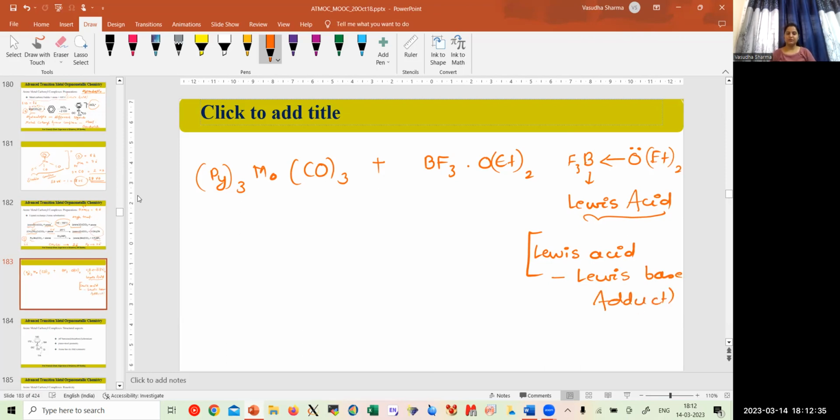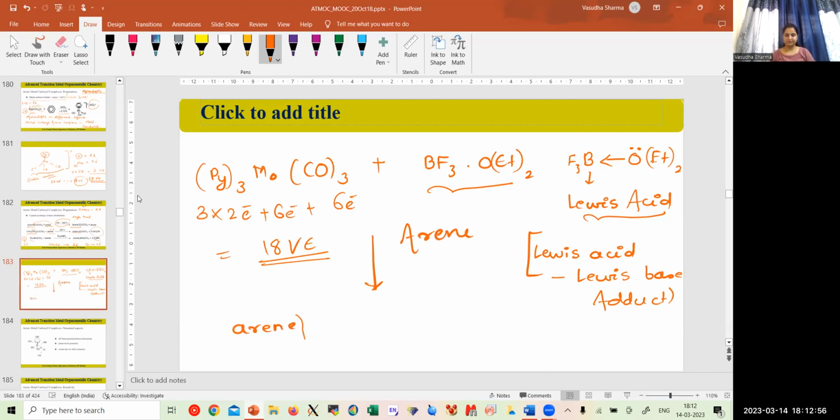So here it will calculate, it is 3 into 2, 2 electrons, this 6 electrons plus 6 electrons. This will become an 18 valence electron species. Now, in the presence of this particular adduct, and in the presence of this arene, which is a 6 electron donor, it will give you arene, which has replaced your pyridine. This again is 6 electrons, 6 and 6, which is 18 valence electrons, plus pyridine is coming out.